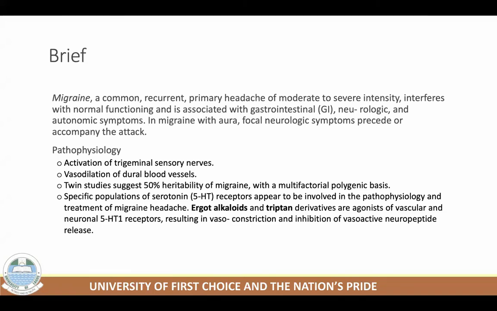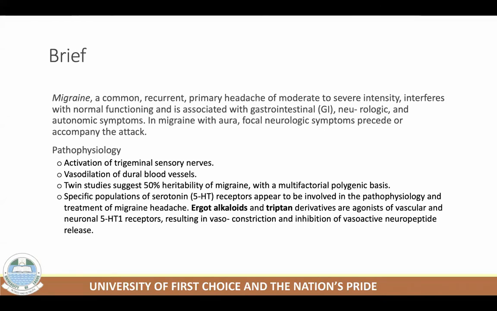So they're of moderate to severe intensity, interfere with normal functioning, and are associated with GI, neurological, and autonomic symptoms. Some patients have aura, and in those people, I will describe what the aura means shortly. In those patients that have aura with the migraine, focal neurologic symptoms precede or accompany the attack. You will see that distinction as we go forward.